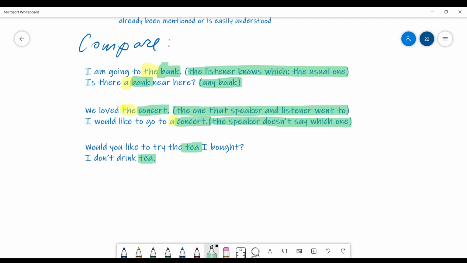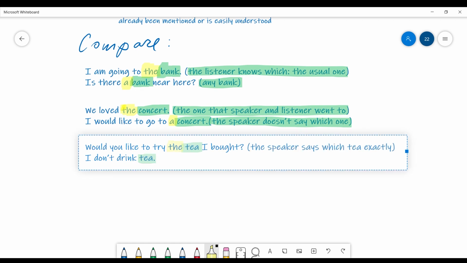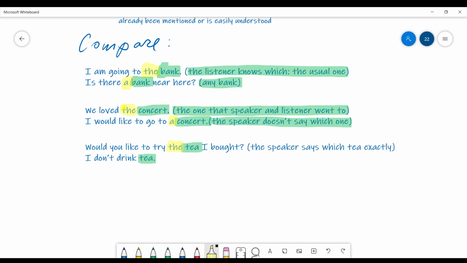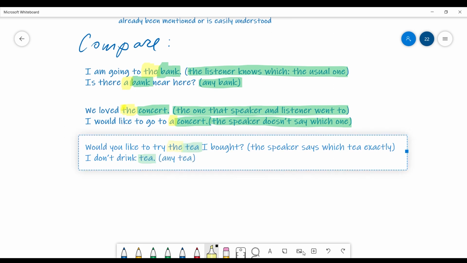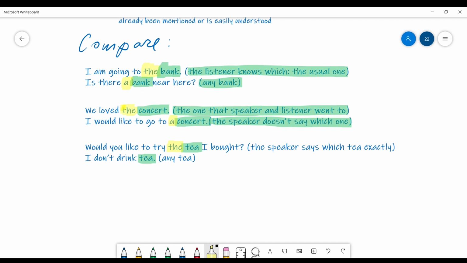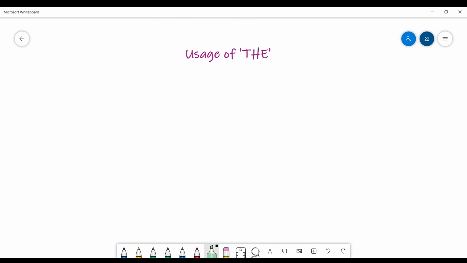Would you like to try the tea I bought? And I don't drink tea. Okay, the tea I bought. Again, we are putting emphasis on the exact tea, the one I bought, as it is mentioned. And in the second sentence, I don't drink tea. That means I don't drink any tea. Nothing particular mentioned. Okay? Next, we are going to discuss several different cases of usage of the.